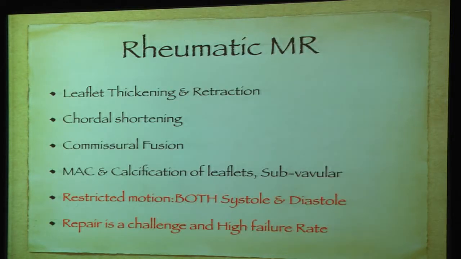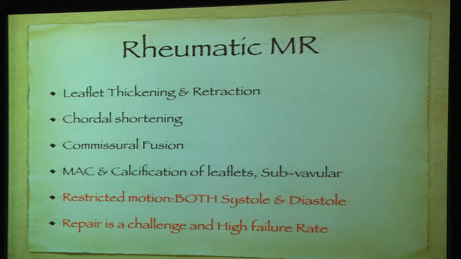Okay, rheumatic MR. We don't see much rheumatic MR in the US, but it's very prevalent in third world countries, of course. It involves the entire mitral valve apparatus. There is leaflet thickening, retraction, chordal shortening, commissural fusion, a lot of calcification, mitral annular calcification, subvalvular apparatus. By the way, these red things that I've had, these are the take-home points from an echo board standpoint. So the leaflets have restricted motion both during systole and diastole.